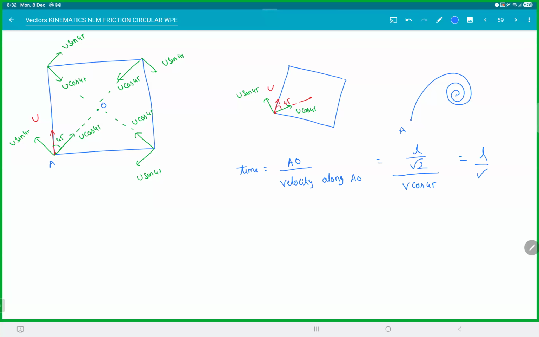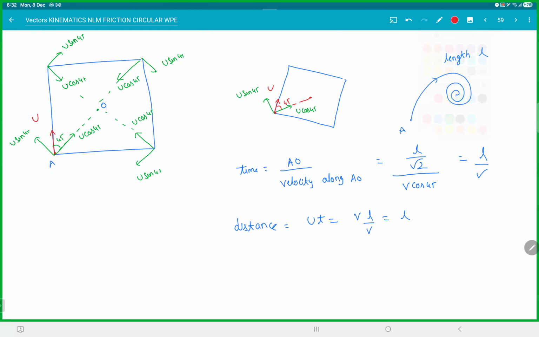Got it? For a hexagon, you can do the same thing. You can do it for any symmetrical shape. If you want distance, distance is speed into time, which is U into T. That will be V into L by V. So the length of the spiral is actually L.